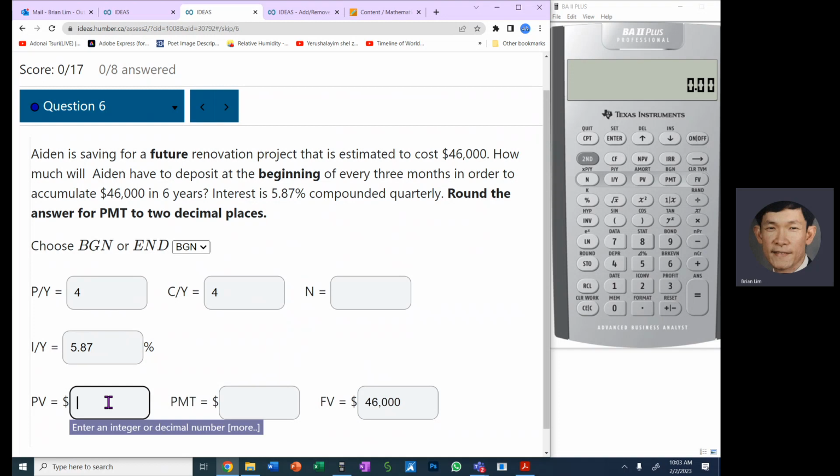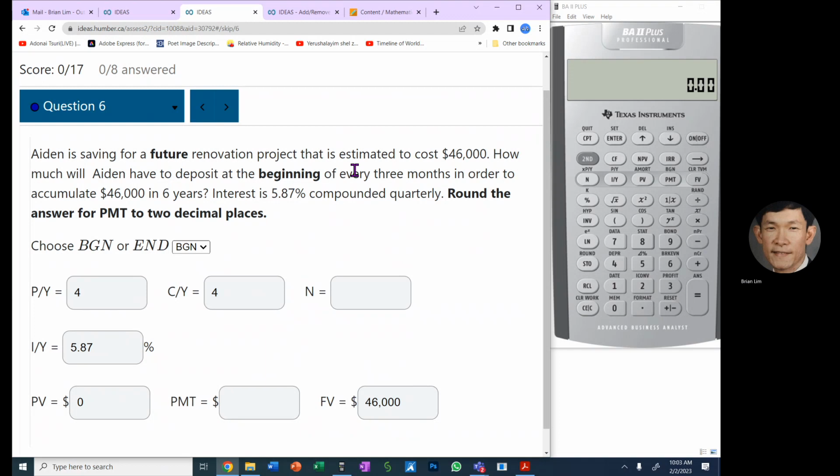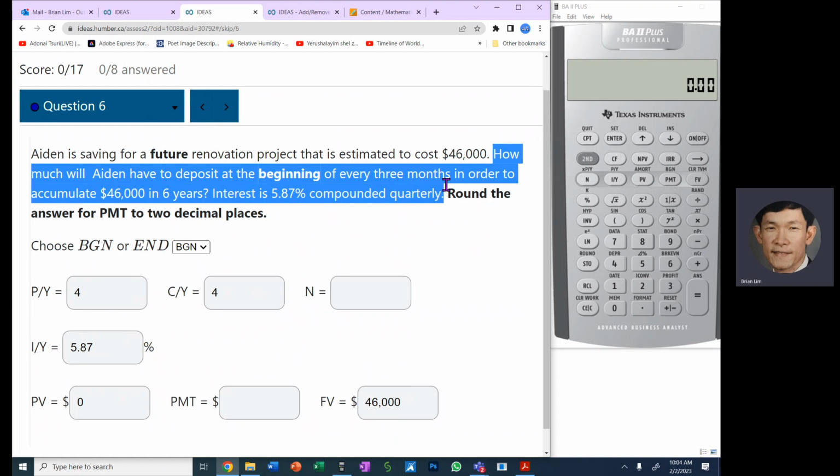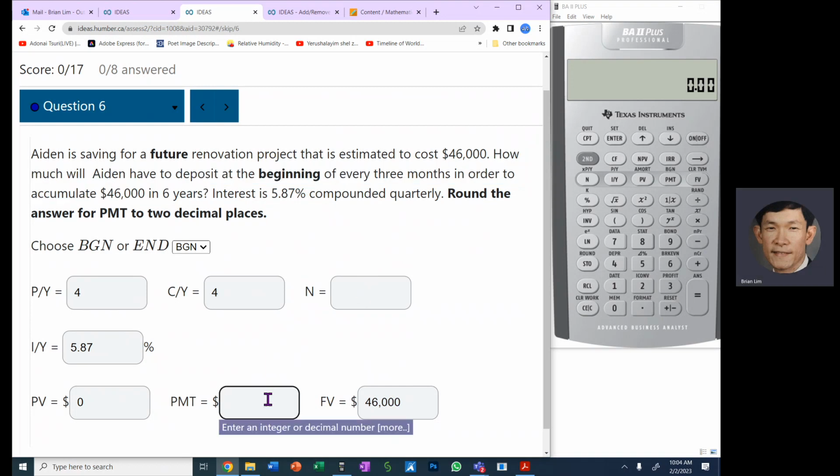Now the present value would be 0 because they're starting from nothing and then making deposits. All right, and this is the future value right over here. This is the number that we will compute because the question is asking how much will Aiden have to deposit at the beginning of every 3 months in order to accumulate $46,000 in 6 years. So that is what we're after. That is what we'll need to compute, the payment.